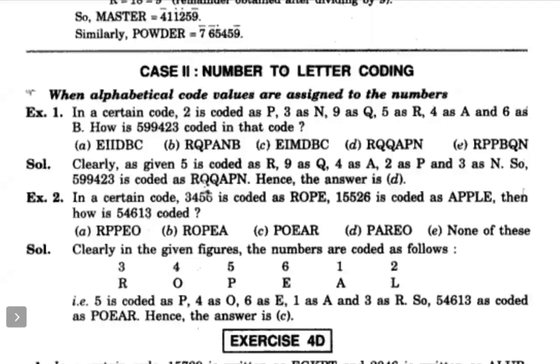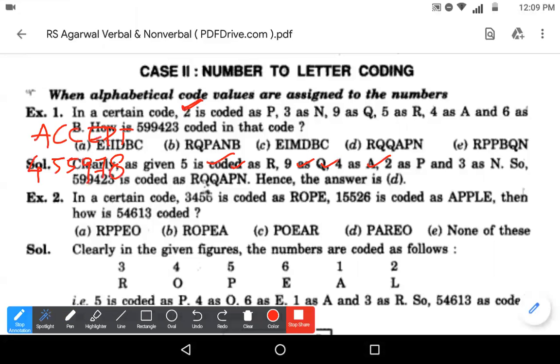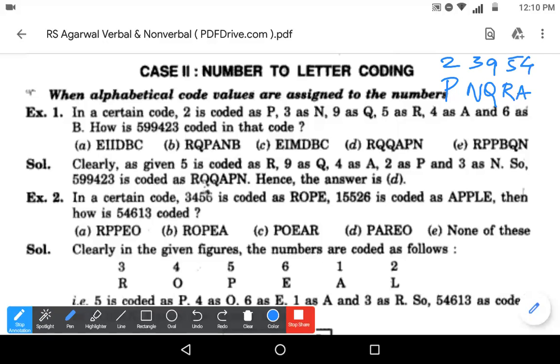Under coding, the next type is number to letter coding. Now let us see what all is there in this number to letter coding. Now when alphabetical code values are assigned to numbers, how do we solve the problems? Let us understand. So firstly, in a certain code, 2 is coded as P, 3 as N, 9 as Q, 5 as R, 4 as A, and 6 as B. How is 599423 coded in that code?